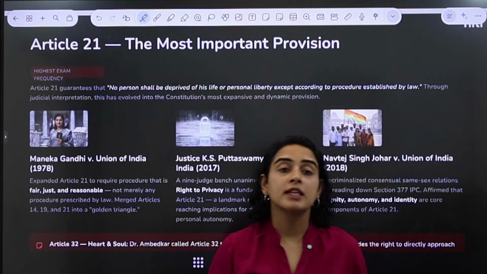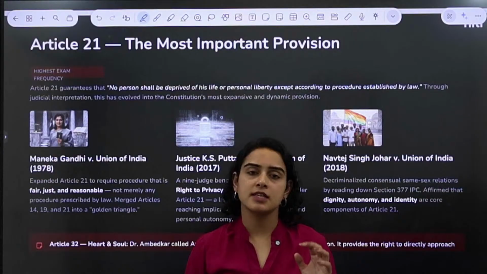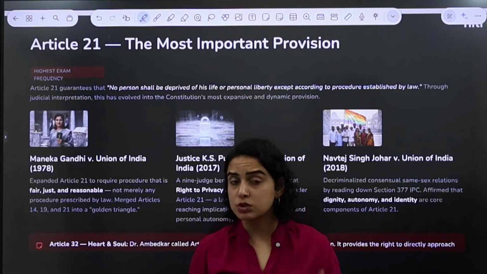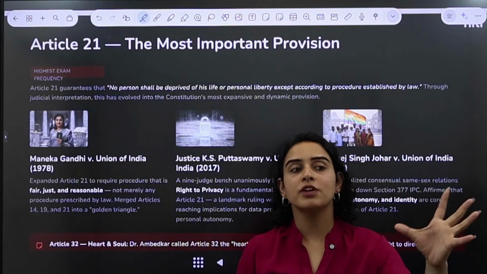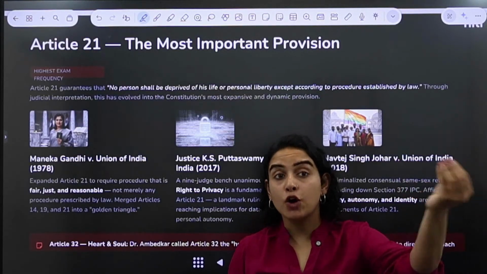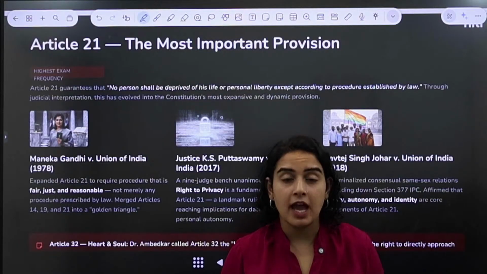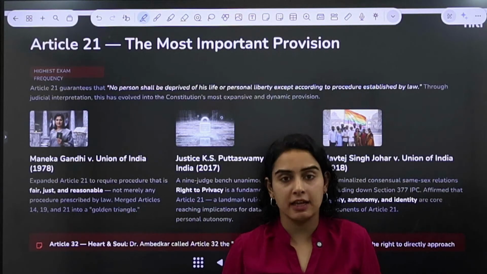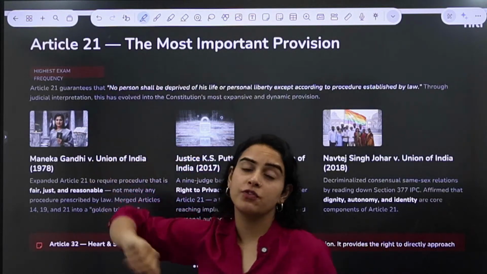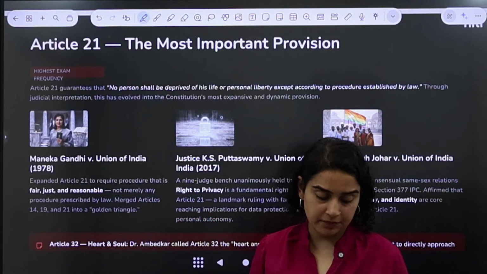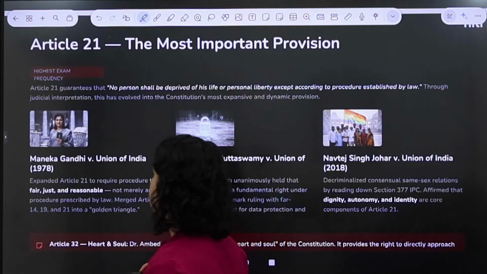It says that every citizen of the country has right to life and personal liberty, and it is also a fundamental right which is available to non-citizens, right? So if any foreign national comes to India, and if he or she has a threat to his life, right, then he can also claim this right of right to life and personal liberty.